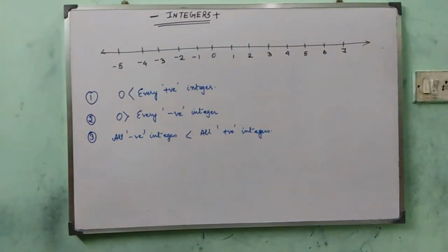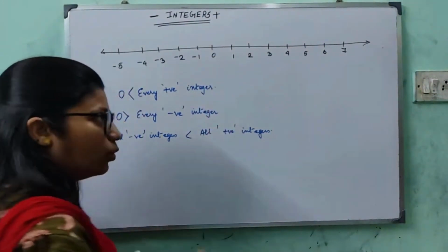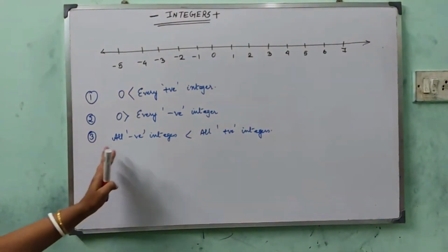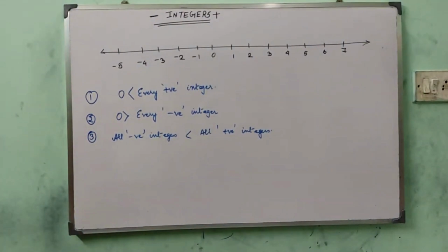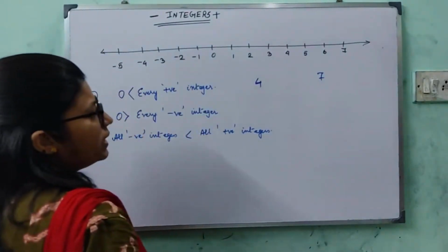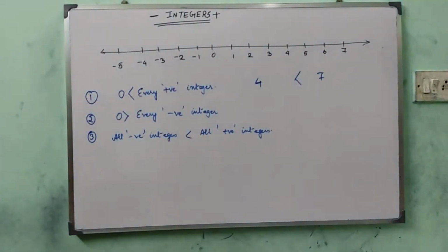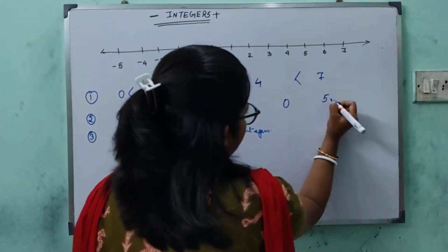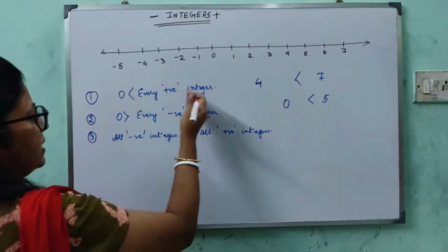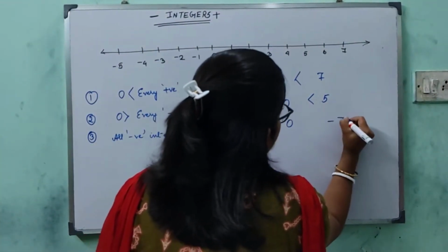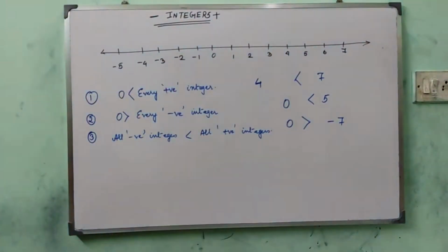Okay. Now certain times if I tell you these 3 things, you will know. You have to learn them. That is, 0 is less than every positive integer, 0 is more than every negative integer, and all negative integers are less than all positive integers. Now suddenly if I tell you, tell me 4 is greater or 7 is greater, you will say that 7 is of course greater than 4 because we know this. If I say tell me 0 is greater or 5 is greater, you will say 5 is greater. Fine, because 0 is less than every positive integer. If I say tell me 0 is greater or minus 7 is greater, you will say 0 is greater because 0 is greater than every negative integer.